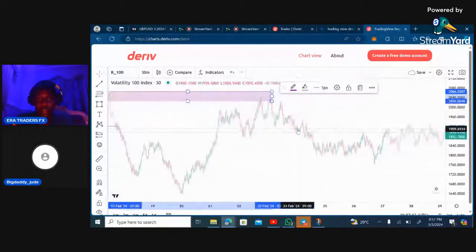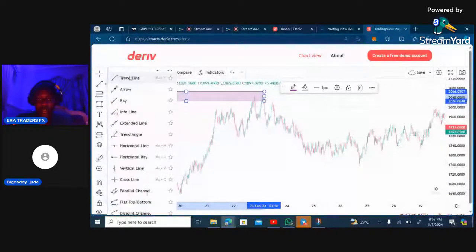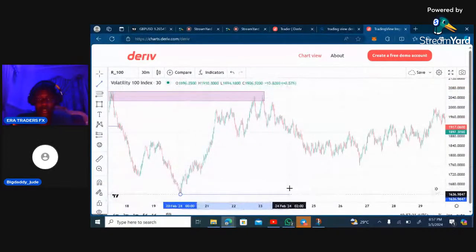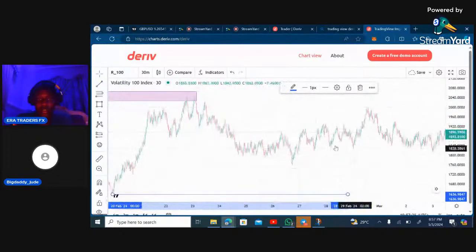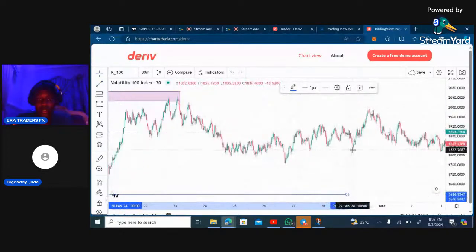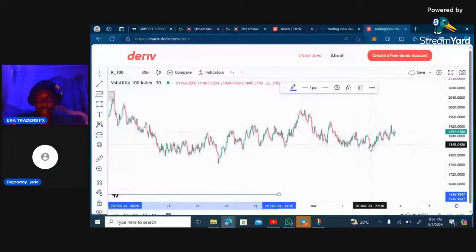Now your next draw on liquidity should be a previous low, right? That got formed, which is this low. So if you want to be greedy enough, you enter for a sale here, and your take profit should be all the way down to this point. Now, if I want to enter this market, let's say I want to enter this market for a sale.